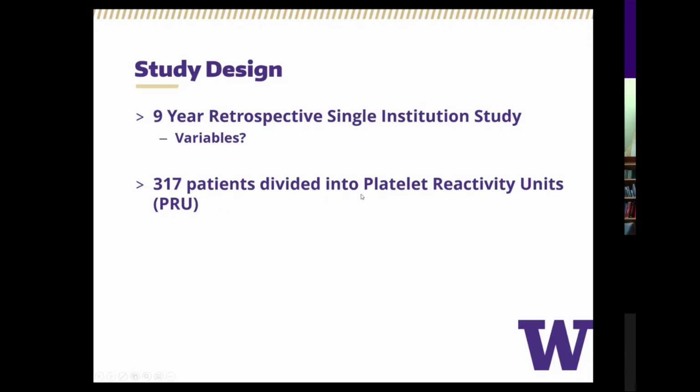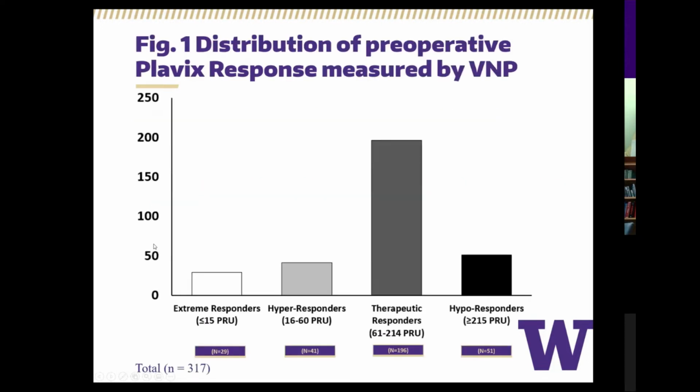And the way we divided these patients for our study was into what's known as platelet reactivity units. And I'll explain a little bit more what that means on the next slide. So this is figure 1, which is the distribution of preoperative Plavix response measured by the VerifyNow Plavix. When you use VerifyNow Plavix, it spits out this platelet reactivity unit. In general, you want to have individuals between 61 and 214 platelet reactivity units. That's what we call therapeutic responders. And this is in general the target that we try to reach for patients who are under dual antiplatelet therapy.